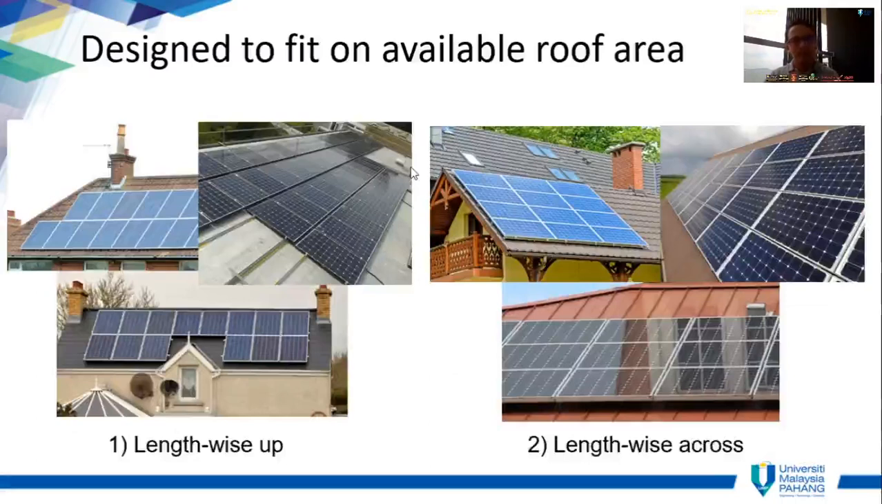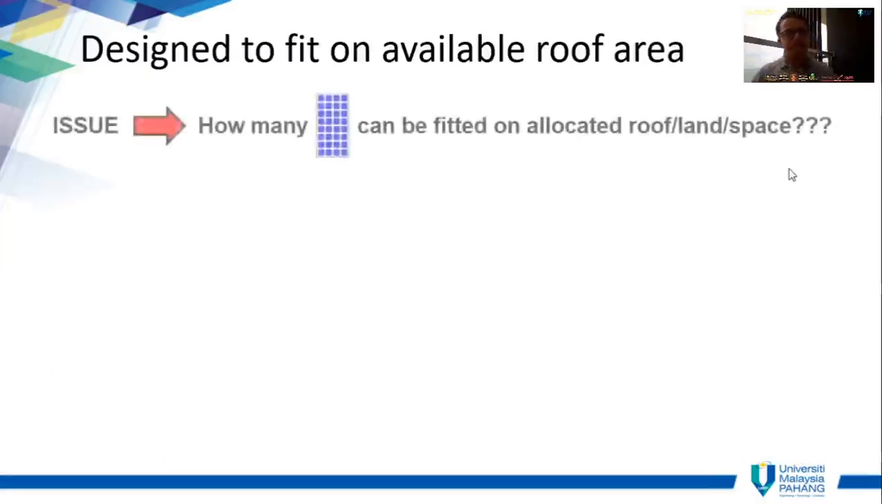I just got some sources from Google. These are instances of modules installed in lengthwise up orientation on the rooftops of several houses, and the right side is the lengthwise across type installed on rooftops. What is the main issue here? The main issue is how many solar modules can be fitted on the allocated roof, land, or space. So this is the main issue.